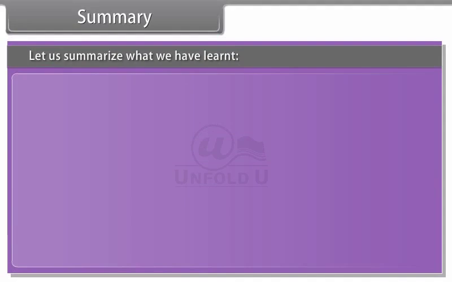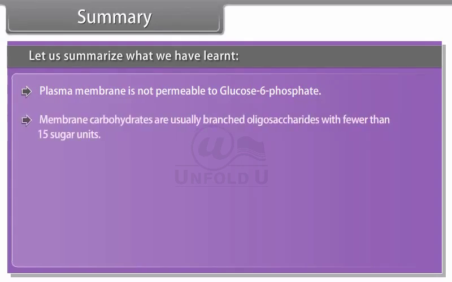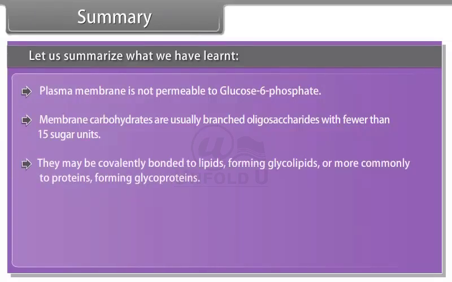Summary. Let us summarize what we have learned. Plasma membrane is not permeable to glucose 6-phosphate. Membrane carbohydrates are usually branched oligosaccharides with fewer than 15 sugar units. They may be covalently bonded to lipids, forming glycolipids, or more commonly to proteins, forming glycoproteins.